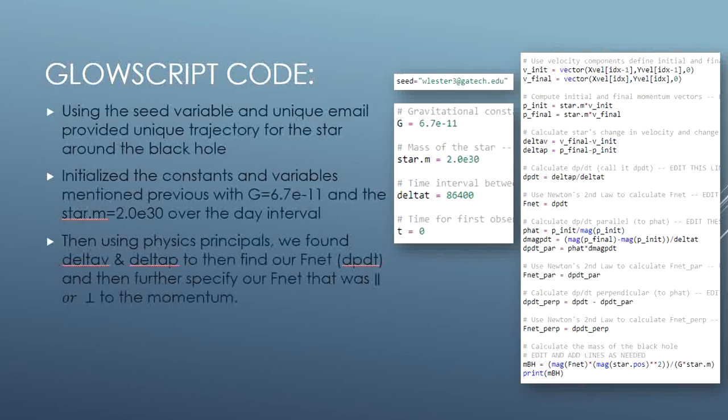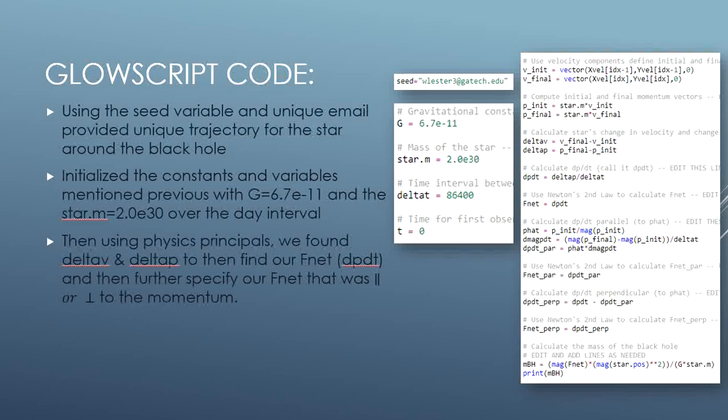In the given code, I first start out by initializing our constants for our G and our star.m using the variables known in the previous slide. With this, I also set my Georgia Tech email as the seed variable in order to generate a unique trajectory for our specific star. Following this, I use the momentum principle and Newton's second law to first calculate our momentum vectors using the generated velocity vectors times the mass of our star.